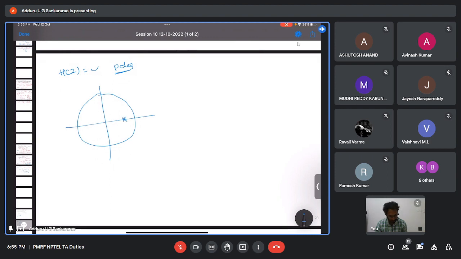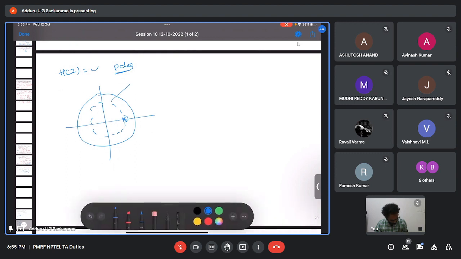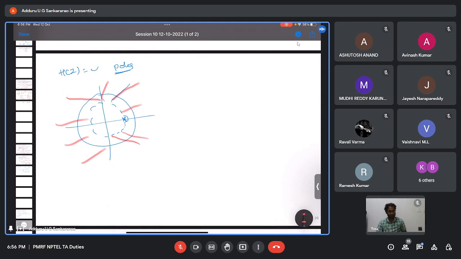Let us say a pole is somewhere, and you draw a circle through it. The ROC is outside of this. So this is the ROC, and it must include the unit circle. Now for a causal system, the ROC should be outside of the outermost pole.